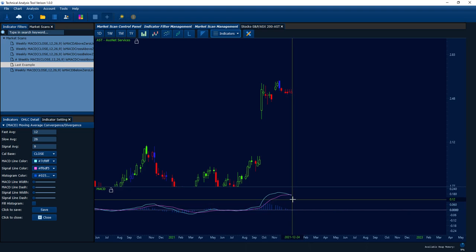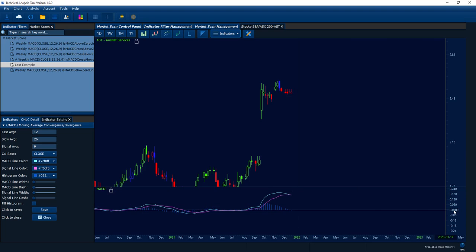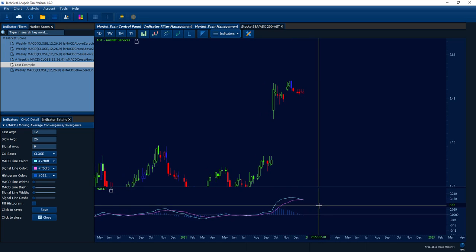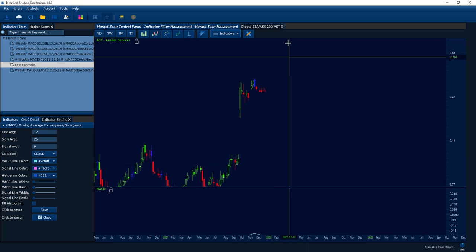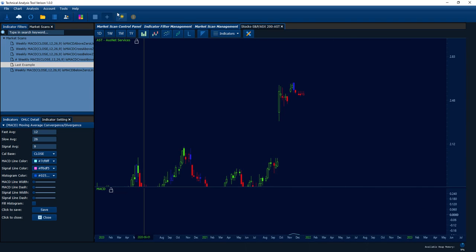And for the second one, we have to say the MACD crosses below the signal. As you can see, this week is below the signal, but the previous week is equal to or above the signal. So that's exactly what we are looking for. Yeah, so that's the correct result.